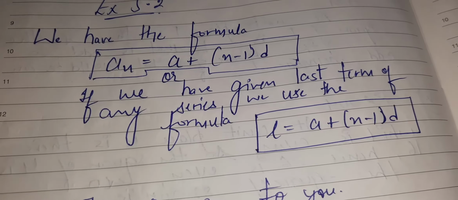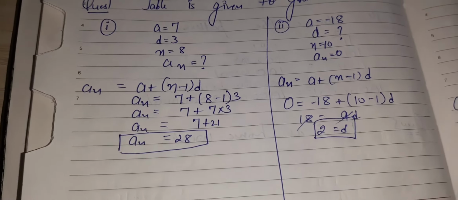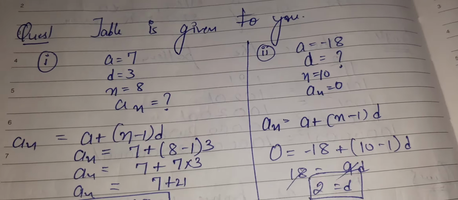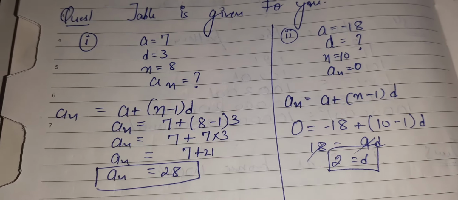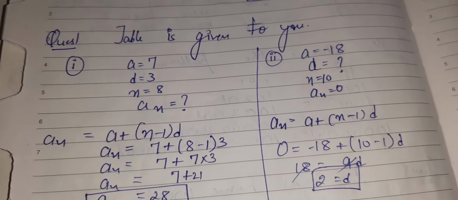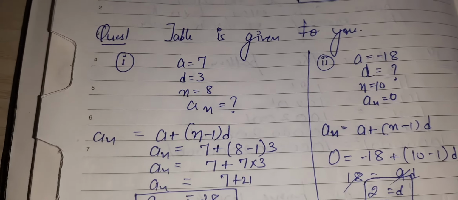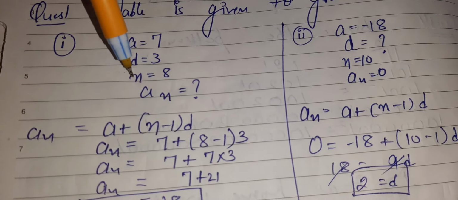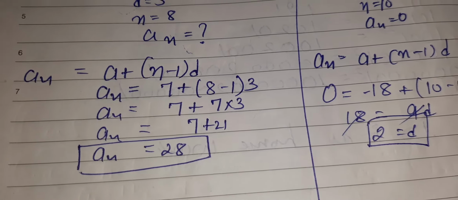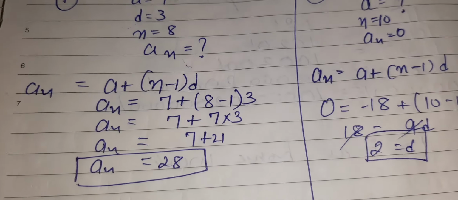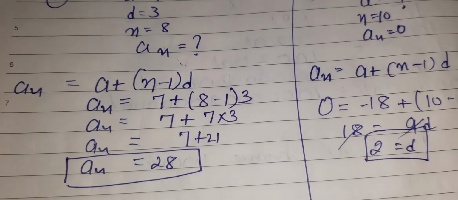See the very first question. In the first question, a table is given to you. In that table, 4 values are given. Out of 4, 3 values are given and 1 we have to find. So, the first part: a is 7, d is 3, n is 8. We have to find a_n. We have a direct formula: a_n is equal to a plus (n minus 1) into d. I have put the values in the particular places and I find the answer. Please look at it very carefully.